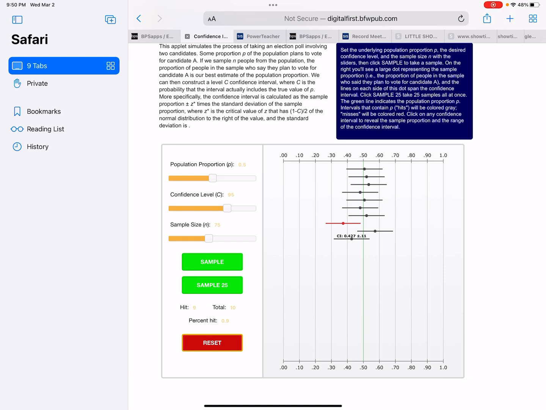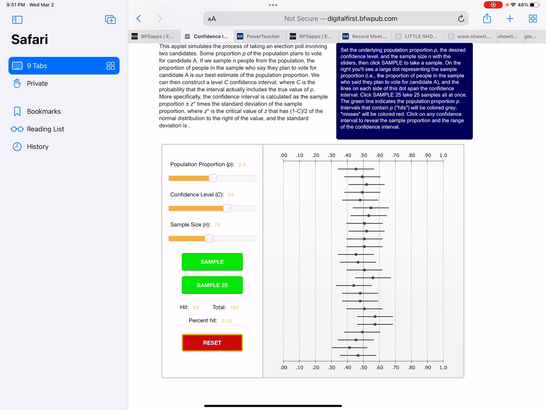Then in number 3, it says reset, and we're going to take 100. All right, so if I take 100 samples, you can see down here it says total, there's 100. 93 of them hit. Okay, well, I wanted a 95% confidence. We chose a 95% confidence level, and when I did 10, only 9 of them captured the true proportion, so that's like 90%. Now, when I do 100, 93 of them captured the true proportion, which would be like 93%.